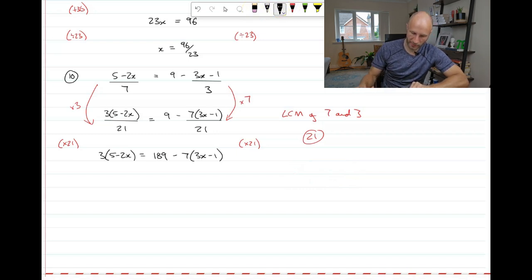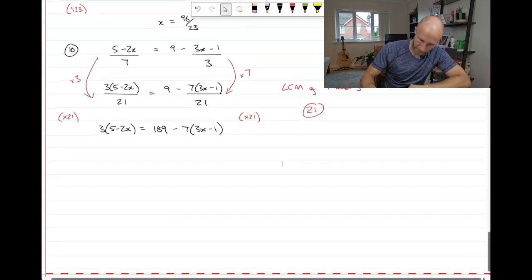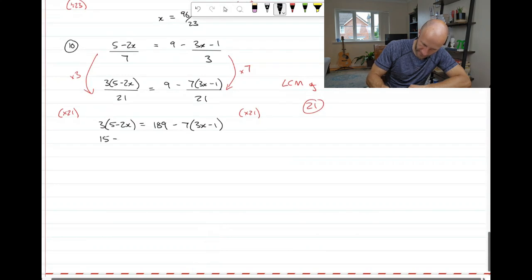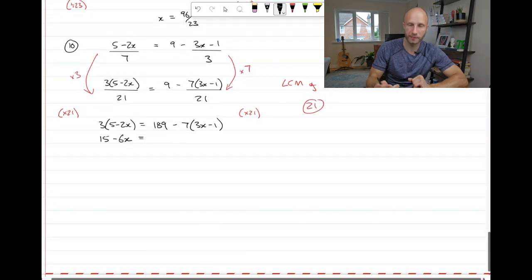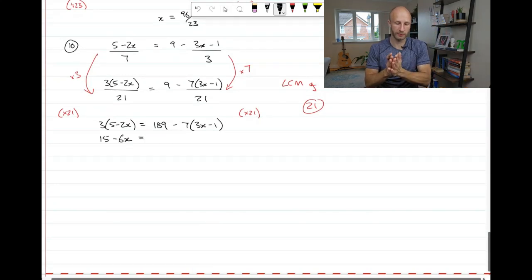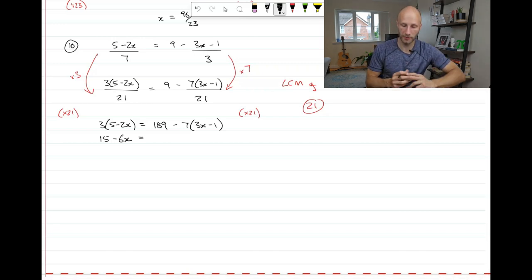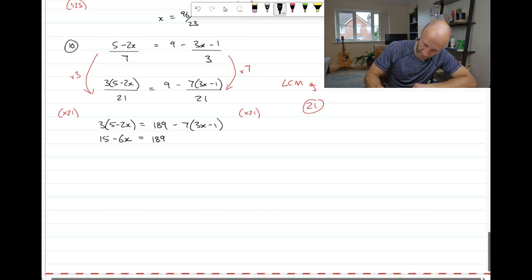So I can expand brackets on both sides. So let's do that. So we're going to do 3 times 5, 15. 3 times minus 2x. Always include that sign in your calculation, so important. 3 times minus 2x is minus 6x. There's early videos on that too. The 189 is just going to sit.